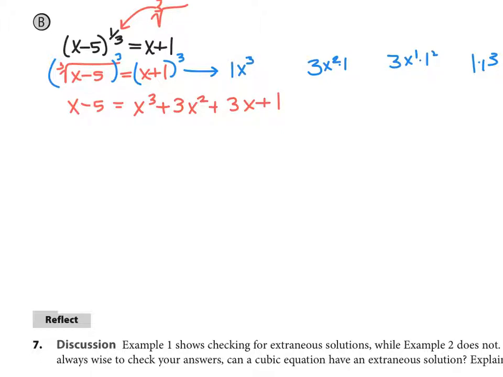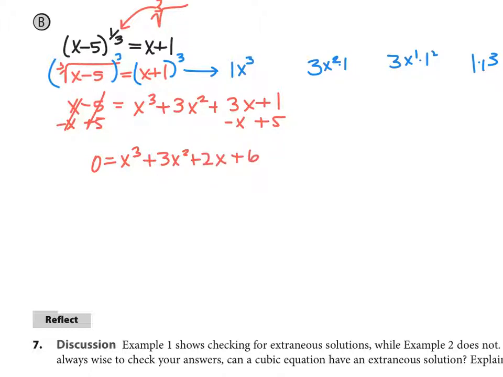Now again, we're trying to solve the same way we solved all polynomials. We need them to equal 0. So if you haven't already written that down in your notes from the last example, to solve it has to equal 0. So I'm going to move these terms over. I'm going to subtract x from both sides. I'm going to add 5 to both sides. That's going to give me 0 equals x to the 3rd plus 3x squared plus 2x plus 6.